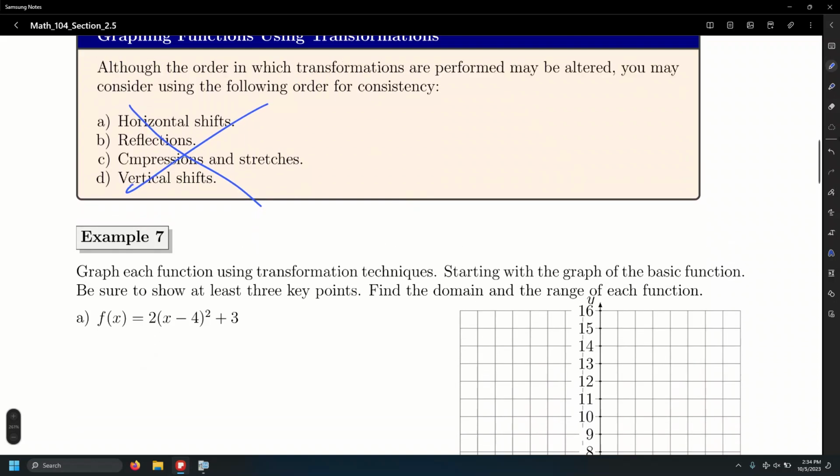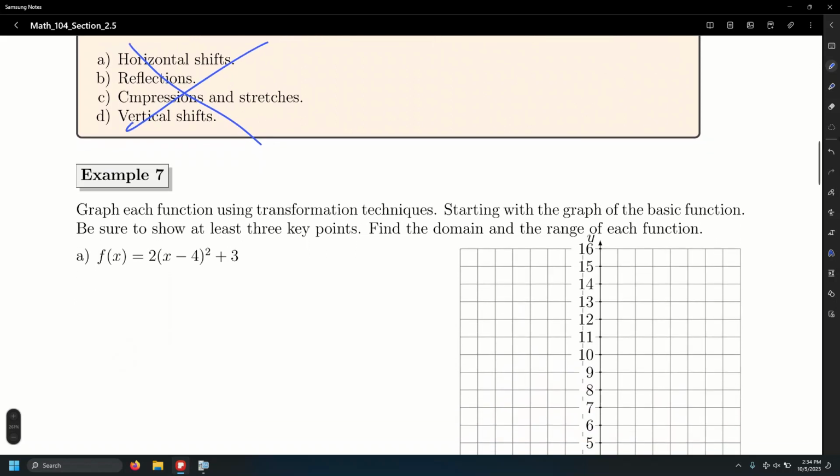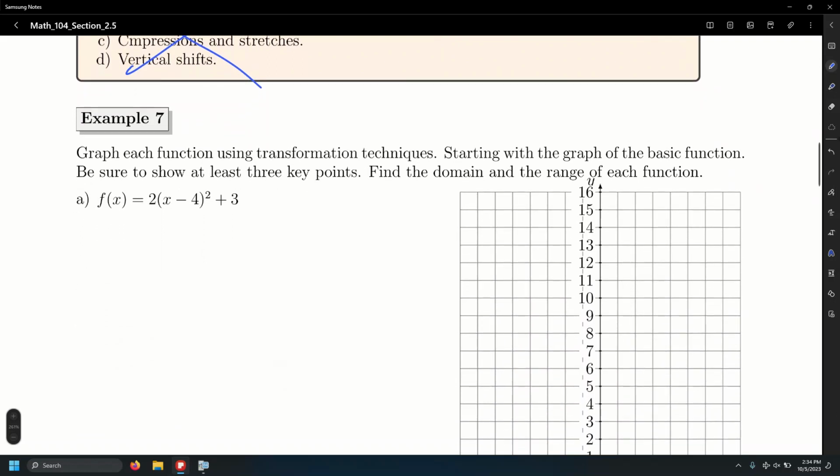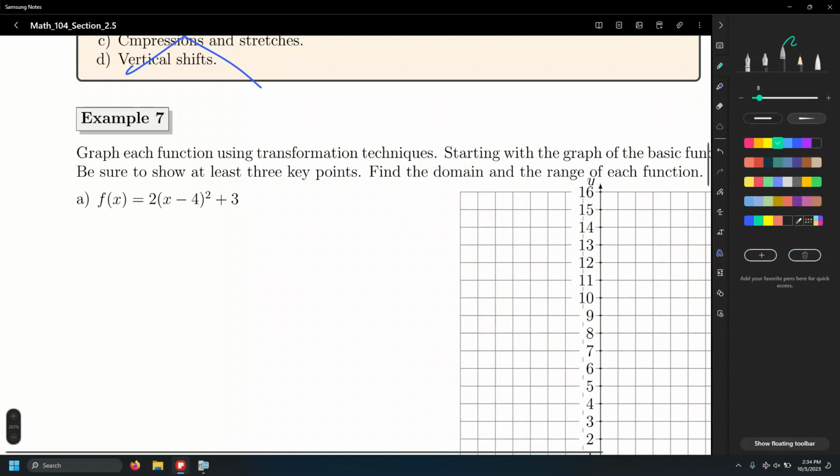All right, so let's graph each function using transformation techniques, starting with the graph of the basic function, and be sure to show at least 3 key points. So number 1, we have f of x equals 2 times quantity x minus 4 quantity squared plus 3. How about we identify the parent function? What's the parent function? X squared, all right? So y equals x squared, it's our parent function.